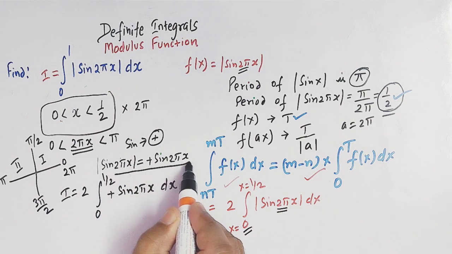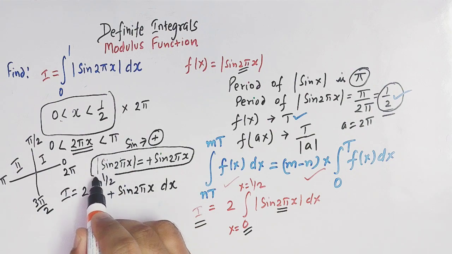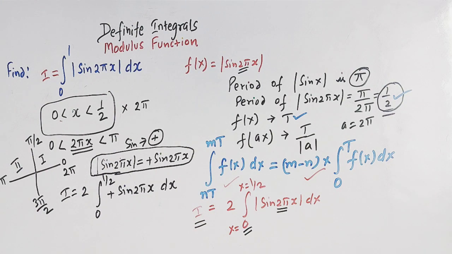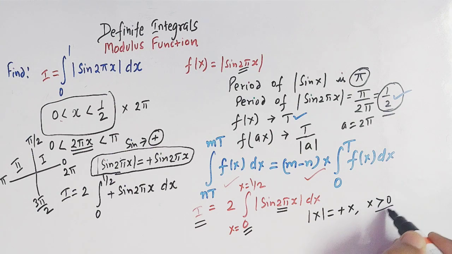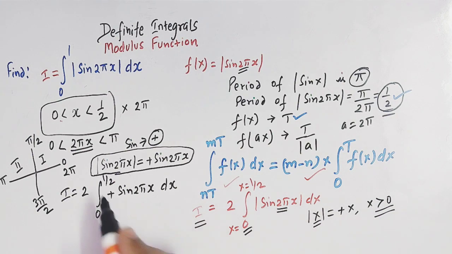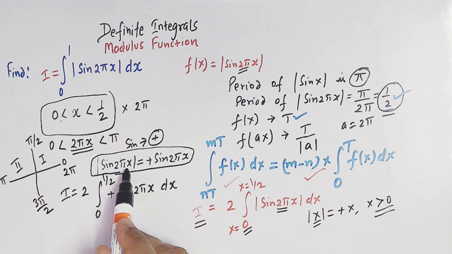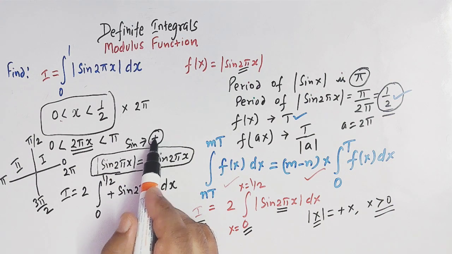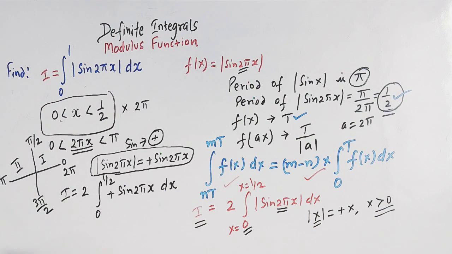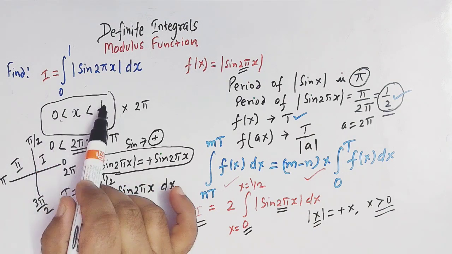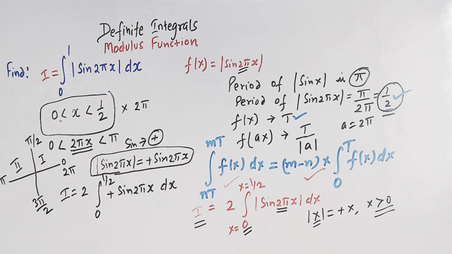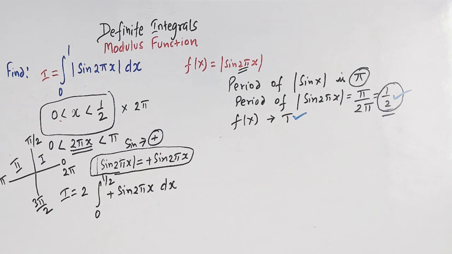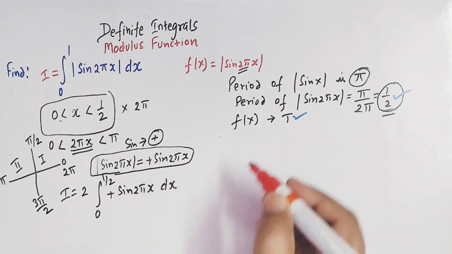Here we have also used the definition of the mod function, because the mod function says that mod of x is positive x whenever x is greater than 0. And for x we have sine 2 pi x, and sine 2 pi x is positive in the first and second quadrant when x goes from 0 to half, or 2 pi x goes from 0 to pi. So now we have a very simple integral.